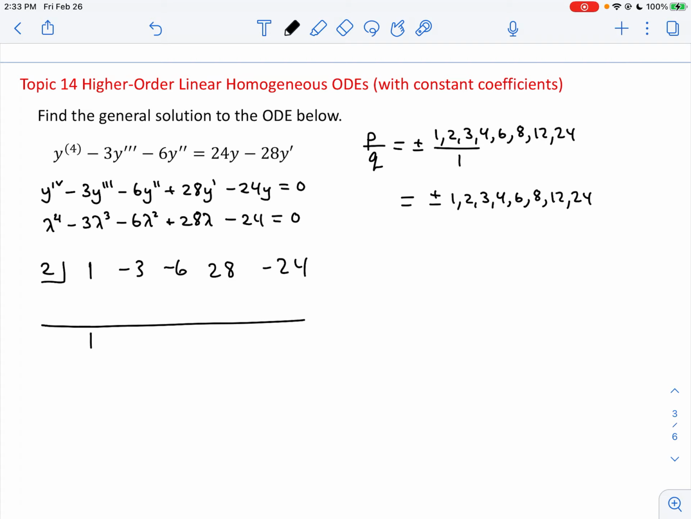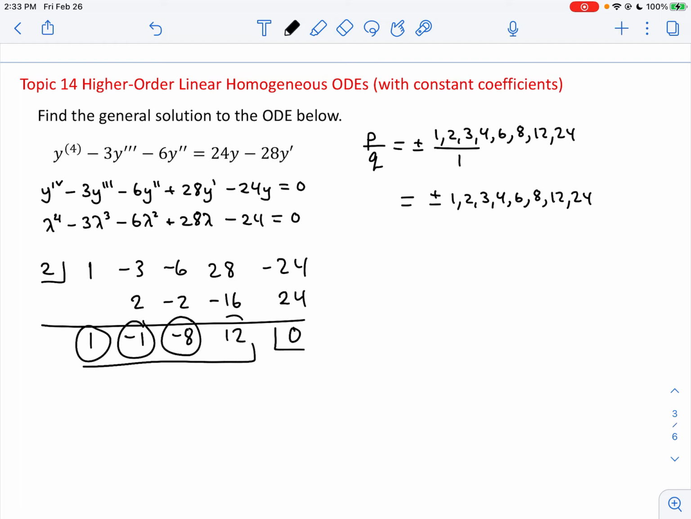So the 1 drops, 2 times 1 is 2, add 2 and -3 is -1, 2 times -1 is -2, add -6 and -2 is -8, -8 times 2 is -16, add -16 to 28 gives me 12, and 2 times 12 is 24, and add that to -24 is 0. That's the remainder. And then this is the quotient. This is lambda cubed minus lambda squared minus 8 lambda plus 12. And we just want to keep factoring it.